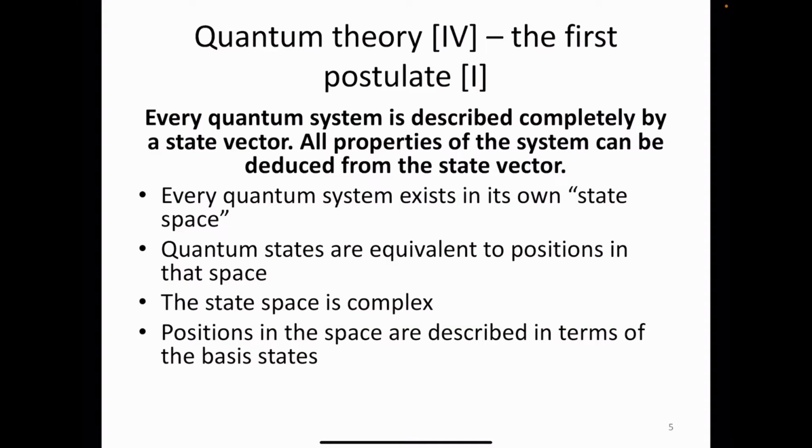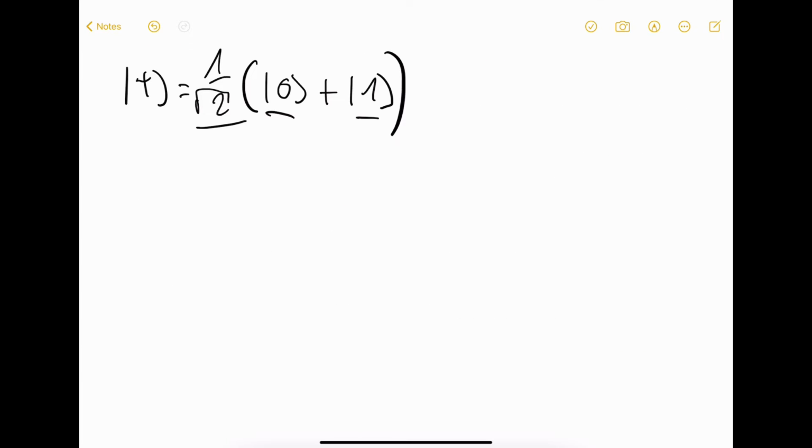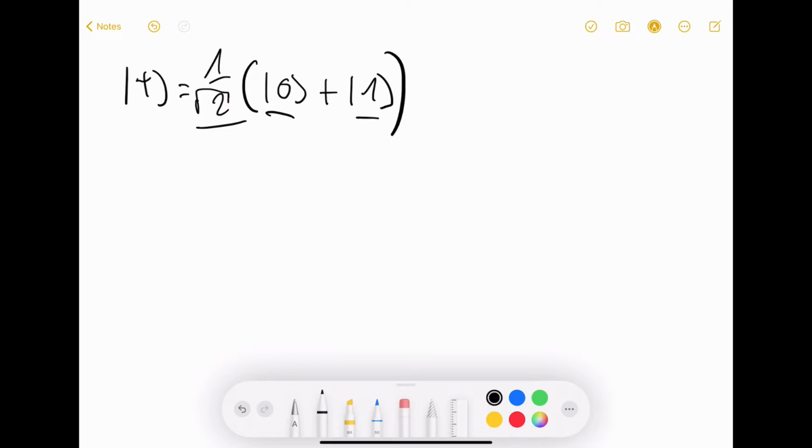And positions in the space are described in terms of the basis states. So if we go back here, the basis states in that simple case with one qubit, would be these two, 0 and 1. And they usually have a vectorial representation. So this is just a name that you give to a vector. That's the bracket notation. You remember we briefly mentioned that last time. If we look at the state 0, then it is given by the vector 1, 0. And if we look at the state 1, then it is given by 0, 1. Okay.